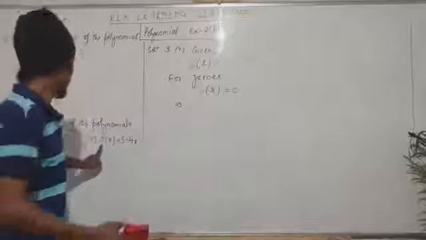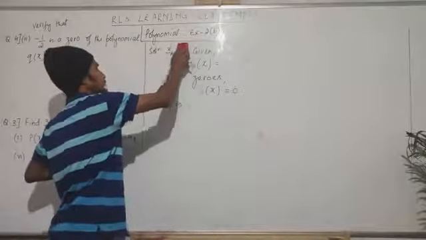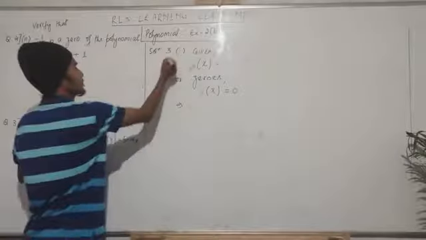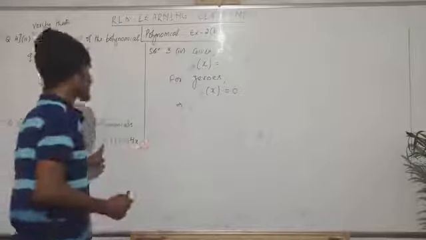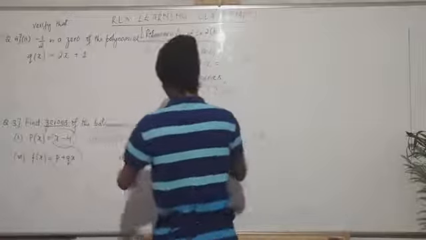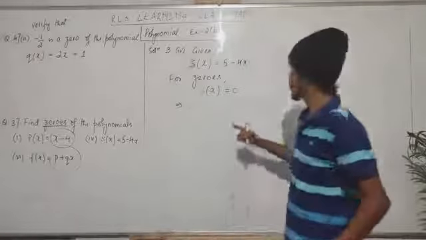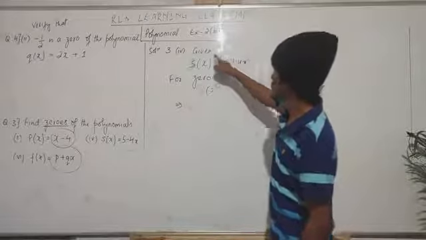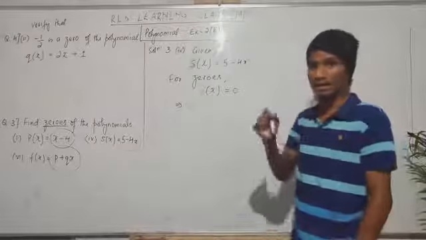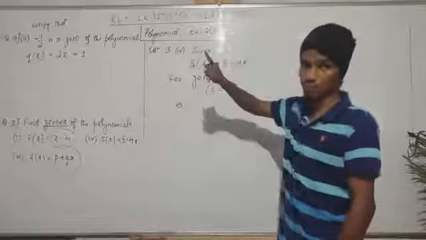Now this will be question number 3.4. Given s of x is equal to 5 minus 4x. Which number should I put in this x so that this whole equation becomes 0? That value will be the zero.